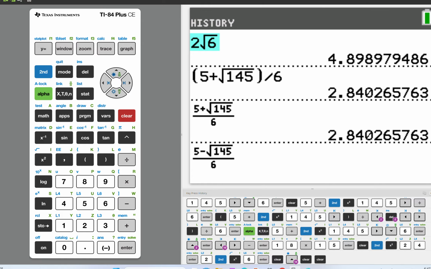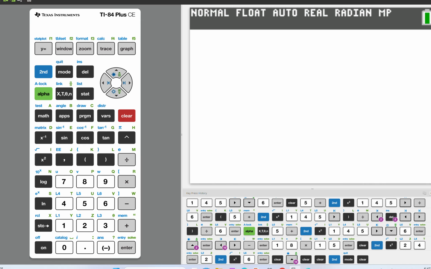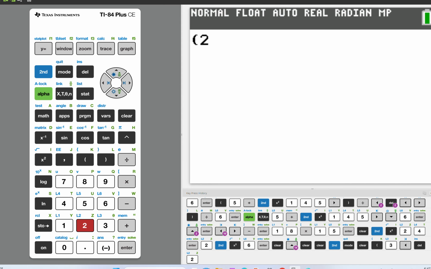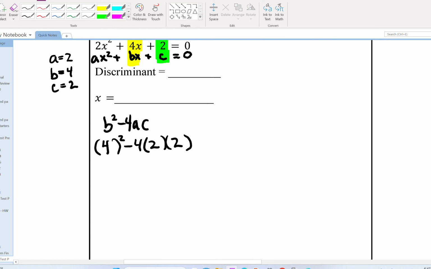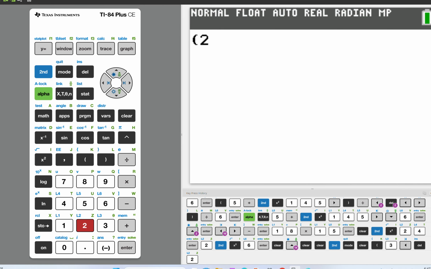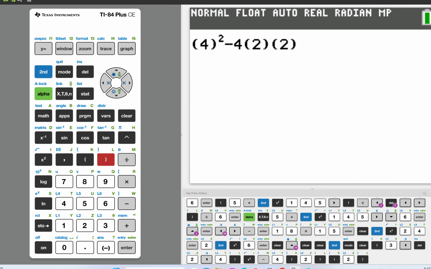So let's see, b squared, 4 squared. Okay. So I'll go back again here. 4 and then squared minus, remember to use the subtract button at that point, not the negative. So that's minus 4, then open parentheses, 2 times 2, there's 2 in parentheses, and then 2 again, and we hit enter, we get 0 in this case.